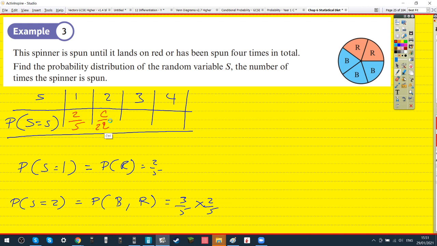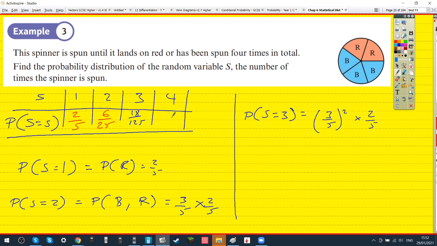Okay. And then do we do BBR? Yeah. What's that one? That'll be 3/5 times 3/5 times 2/5. I'm going to write it as 3/5 squared, and I've got 18/125. Okay. And then for 4, it's just going to be 4 Bs. So just 3/5 to the power of 4, times 2/5.